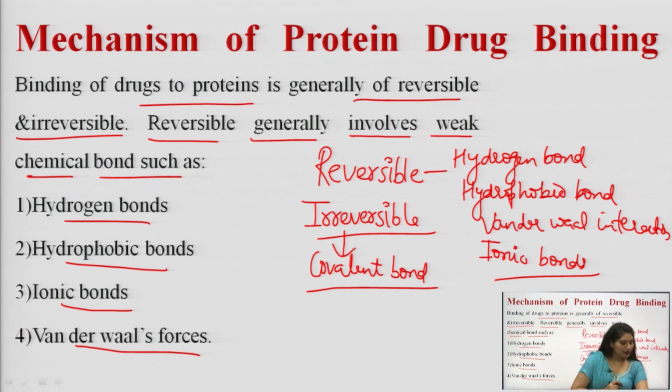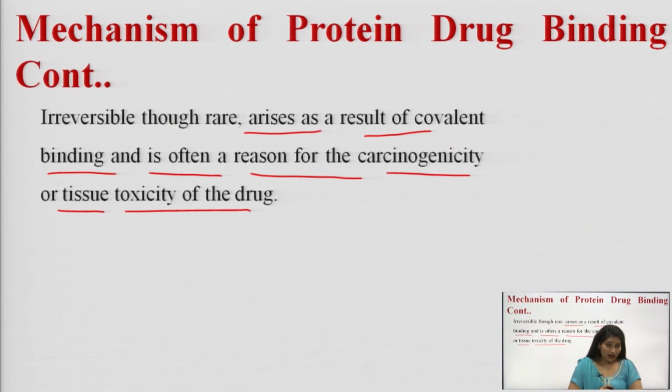So, there are two types of protein drug binding mechanism. One is reversible and second one is irreversible. In the reversible mechanism, hydrogen bond, hydrophobic bond, van der Waals forces of interaction and ionic bonds are involved. But in case of irreversible mechanism, covalent bond formation occurs, and this covalent binding can be a reason for the carcinogenicity or tissue toxicity of the drug.